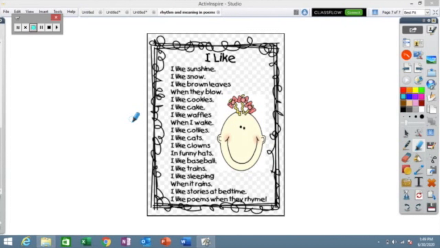All right, guys. Remember, practice all these vocabulary words, all this alliteration, repetition, rhythm, rhyme. All of these make poems a lot of fun to learn about.